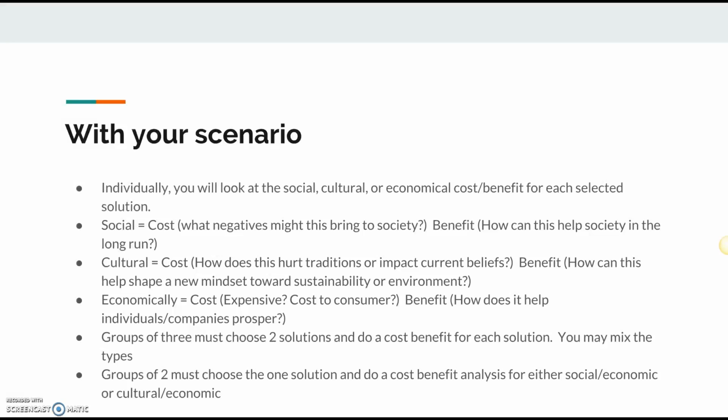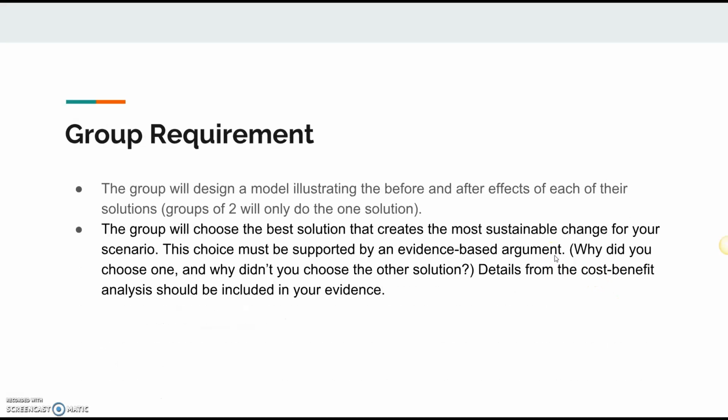So the groups of three, like I said before, must choose two of their solutions and do a cost benefit analysis for each solution, and you can mix the types. The groups of two must choose one solution and do a cost benefit analysis for either social and economic, or cultural and economic. So as the individuals in that group, one of you should be doing the social economic portion, and the other one the cultural economic. So basically, economics is done twice. But each one of you is going to do that to make it fair for the other groups. Since they are doing two, you need to do two as well.